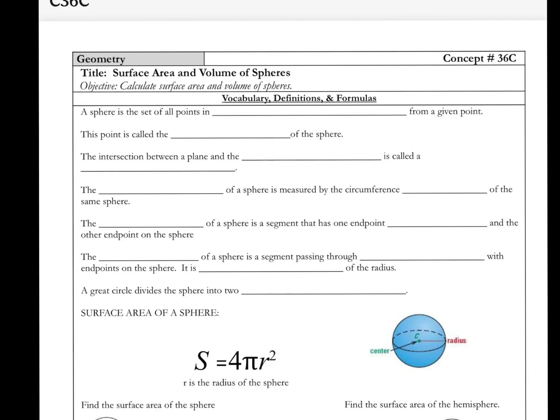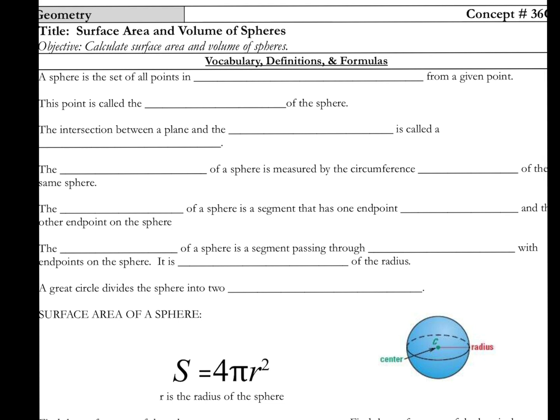Concept 36C is over surface area and volume of spheres. A few definitions before we get started. A sphere is a set of all points in equal distances from a given point. Go ahead and write that down. This point is called the center of the sphere.